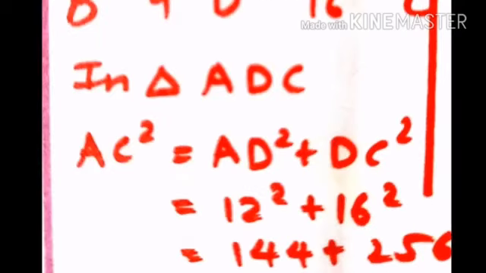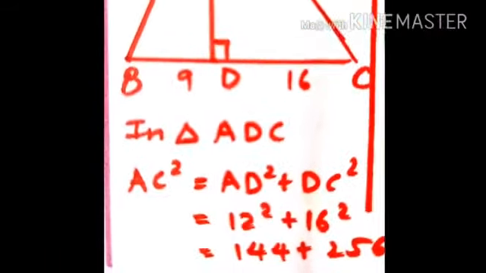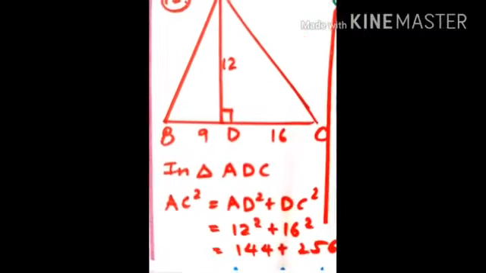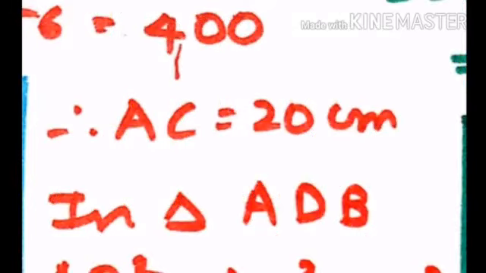For that, first of all we have to find AC in triangle ADC, which we don't know. So AC square is equal to AD square plus DC square, which is 12 square plus 16 square, which is 144 plus 256. The sum of them will be 400. So AC square is 400. To find AC, by taking square root on both sides, we get AC equal to 20 centimeter.